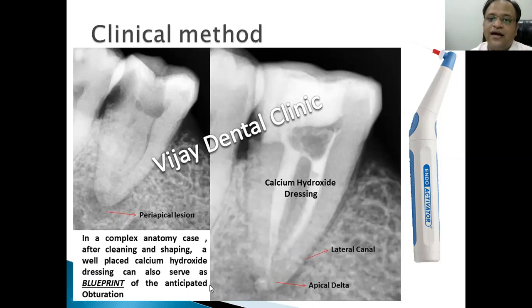How the obturation will come up in future, it gives me a blueprint of that, and that can be helpful. So this is one of the unique methods of using calcium hydroxide in your clinic. So that gives you assurance that the entire BMP, or the cleaning and shaping, was as good as possible, that you can clinically do.